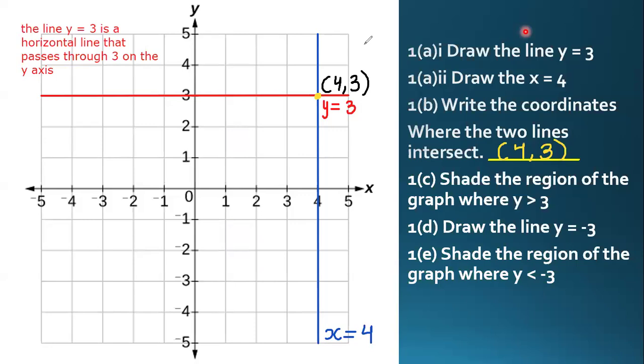Randolph, what are the coordinates where the two lines intersect? Randolph, can you hear me? Pardon me? What are the coordinates where the two lines intersect? Y and X. No, what are the coordinates? Both of them intersect at this point. What's the 4 coordinate and the 3? 4, 3? How do we get 4, 3?